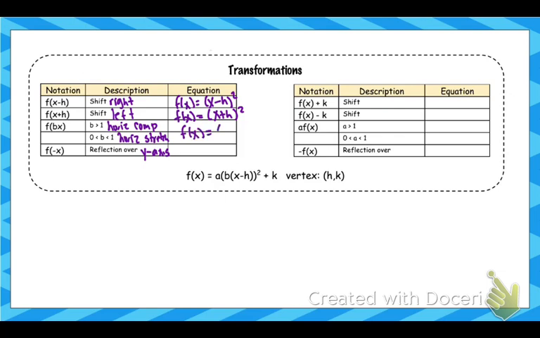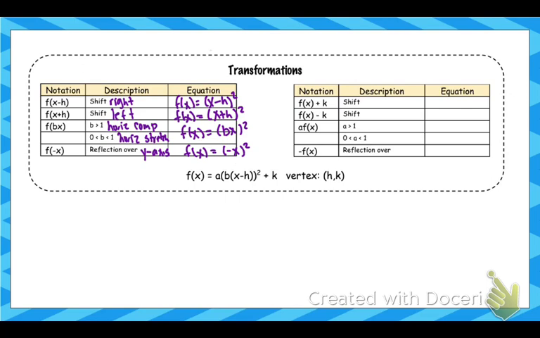Horizontal stretch and compression, and a reflection over the y-axis. Now, one thing you may notice, if you have a negative x in parentheses squared, that's the same thing as x squared. So what that really means is that reflection over the y doesn't really change the way your graph looks. That's one of those characteristics of this being an even function.